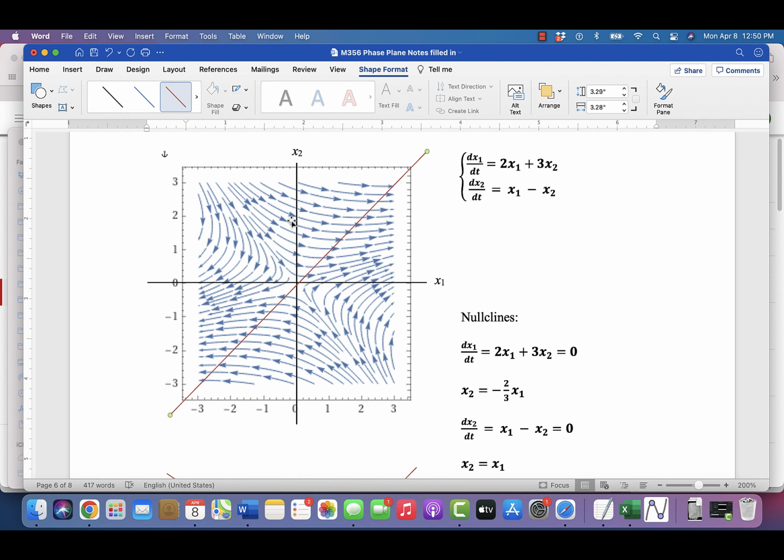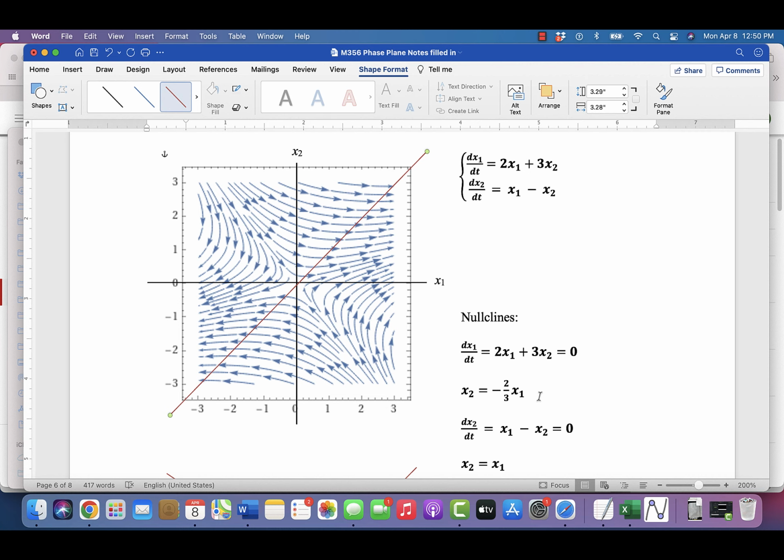Let's make this red so it stands out. So that is our x2 null-cline. The x1 null-cline is a little more difficult. It also goes through the origin, but it has a slope of negative 2/3, meaning it goes down 2 for every 3 it goes over.